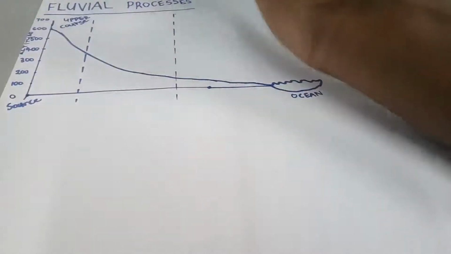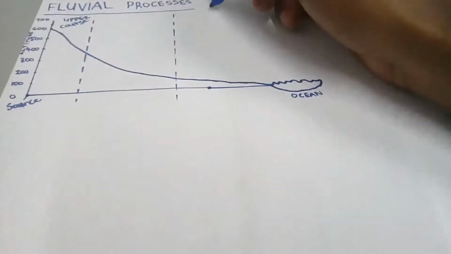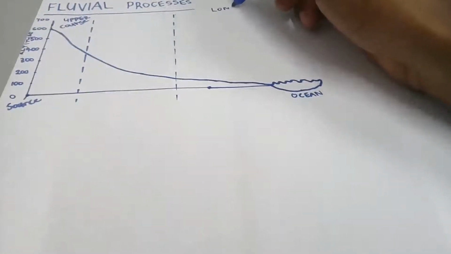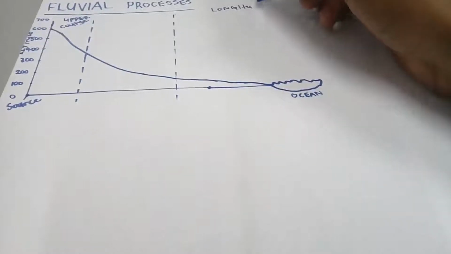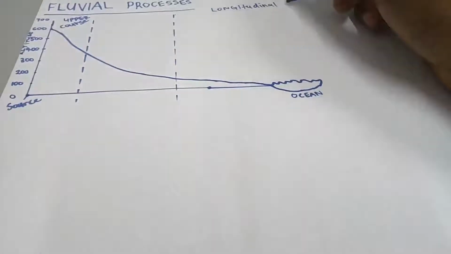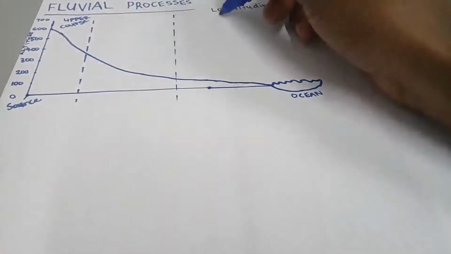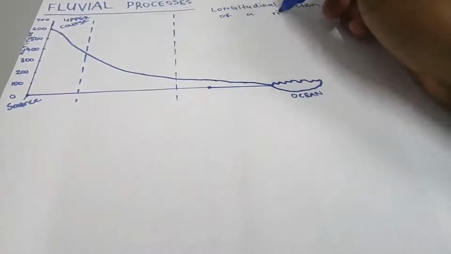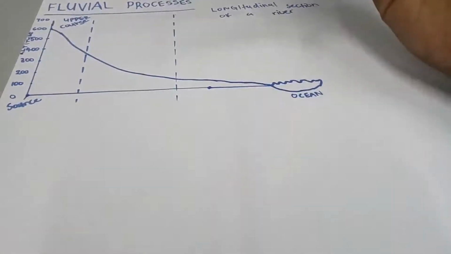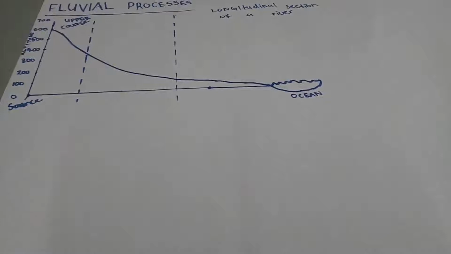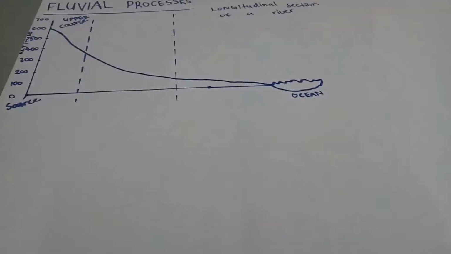This is the longitudinal section of a river. Let me write it here: longitudinal section of a river. But we also have a cross section, which we can also call a transverse section. We're going to talk about it after the longitudinal section.